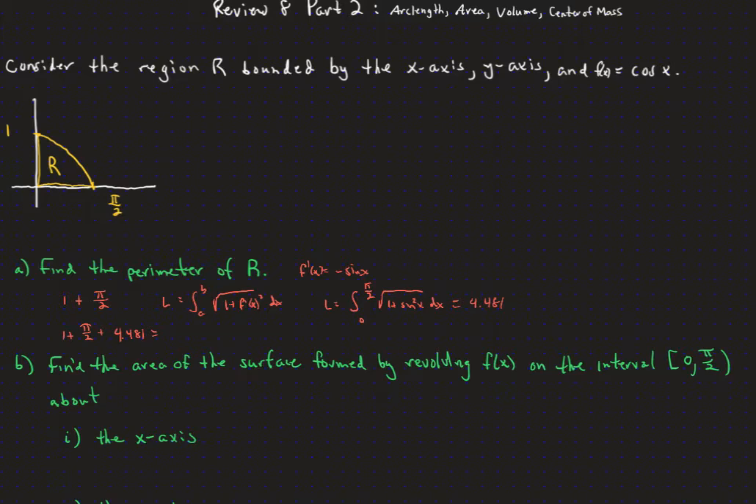I'm sorry, the first one I jumped to the answer there. That should be 1.190. Sorry about that. And that is going to be our final answer. So 1.190 plus the 1 plus the pi over 2, that's going to be the 4.481.